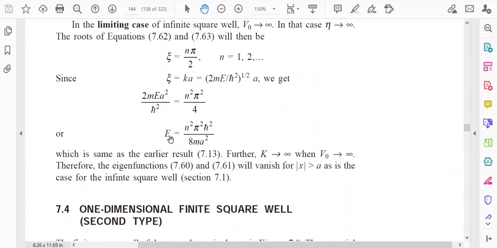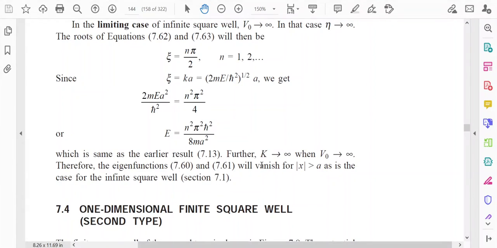So the value of the energy E is equal to n square pi square h bar square by 8m a square. Now if you compare this value of energy with the value obtained in the case of the infinite square well, I request the listeners to listen to the earlier lecture about the infinite square well. In that case, we showed that the value of the energy E is equal to n square pi square h bar square by 8m a square. So we can also calculate the value of the energy for the infinite square well starting from this derivation.